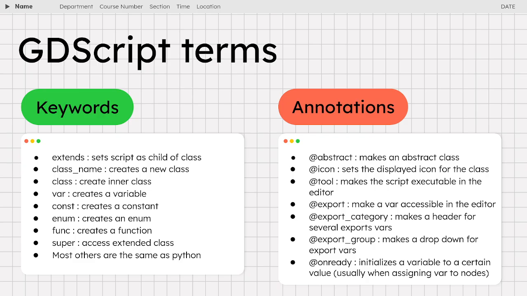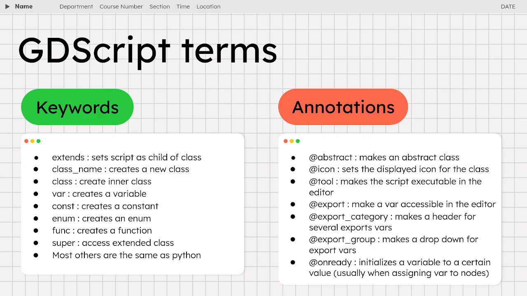Func creates a new function. Works the exact same way as def does in Python. I was a Python developer, so that's why I use Godot instead of Unity. So I'm kind of used to it. Super accesses the extended class. So if you want to call a specific function, you can just do that. And everything else is the same as Python.